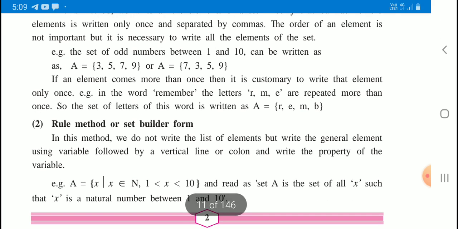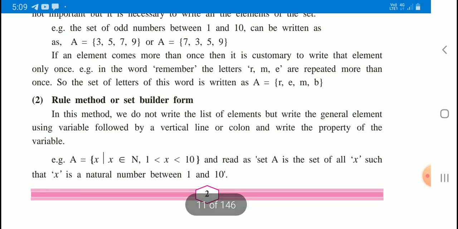The next method is the rule method or set builder form. In this method, we write the general element using a variable followed by a vertical line or colon, and we write the property of the variable.